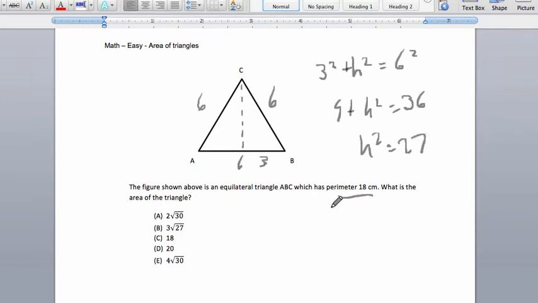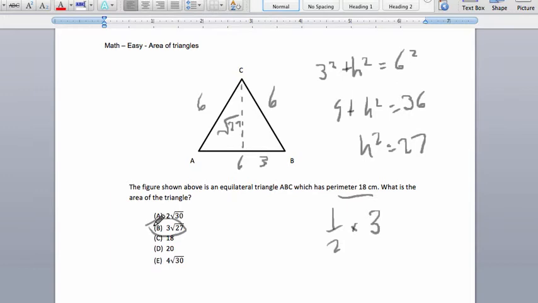And then we just use the 1/2 base times height. The 3 times the height, which is the square root of 27. So that's this. That's actually about as hard as it gets for an easy level area of a triangle question.